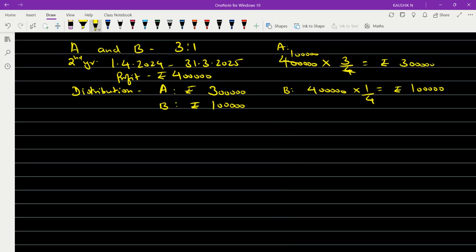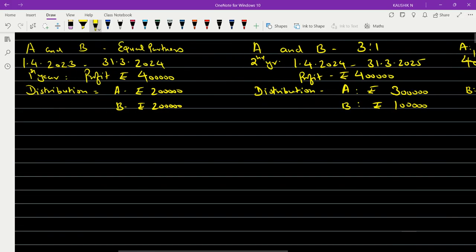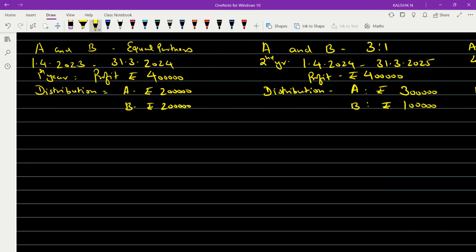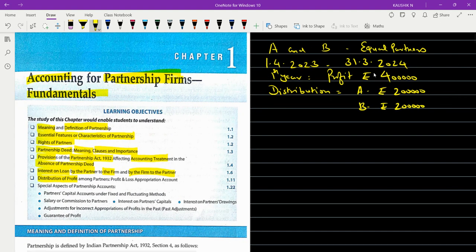When they are equal partners, they are getting the profits as 2 lakhs each. But when they fine tune their profit sharing ratio from equal to some agreed ratio, then they find that there is a change in the distribution of profits. So the distribution of profits has to be done based on the profit sharing ratio, and where it has to be done, distribution will be taking place in some proportion, and where it should be shown.